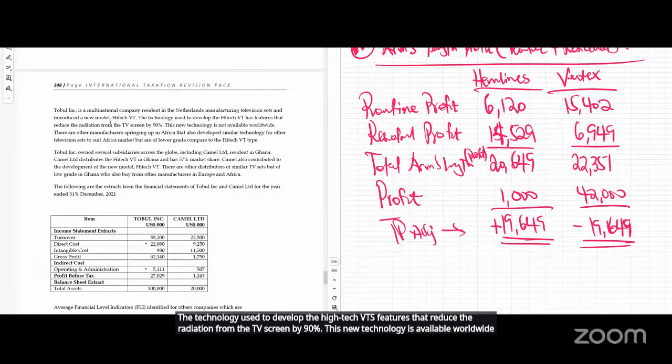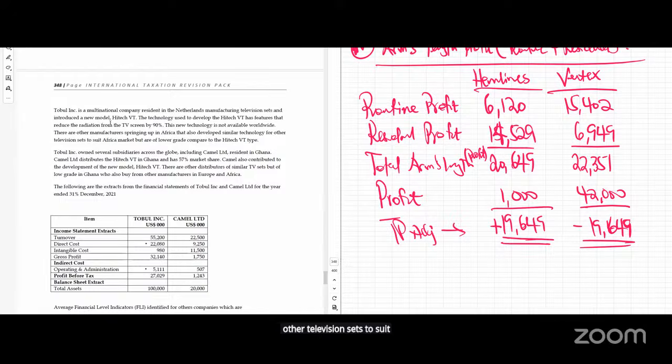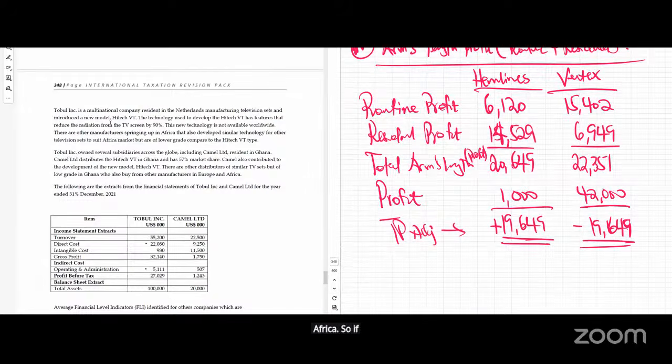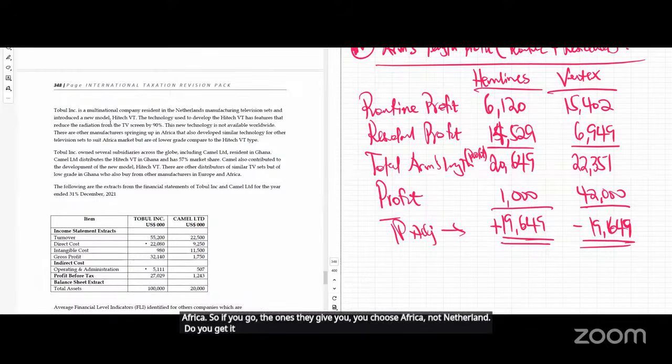There are other manufacturers springing up in Africa that have also developed similar technology for other television sets to suit the African market, but are of a lower grade compared to the high-tech VT type. Did they say Netherlands or Africa? Africa. So the ones they give you, you choose Africa, not Netherlands, because we don't have people in Netherlands who are doing this. They want you to pay attention to the details.